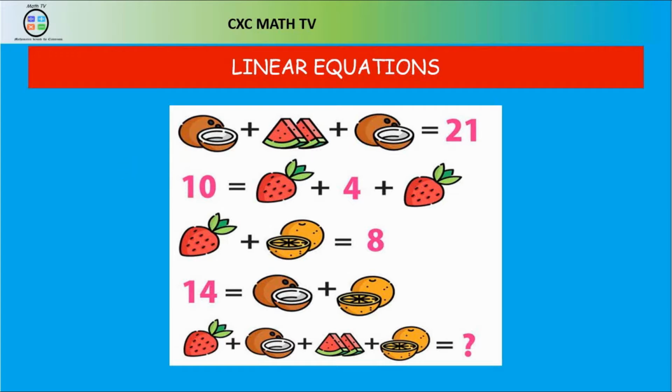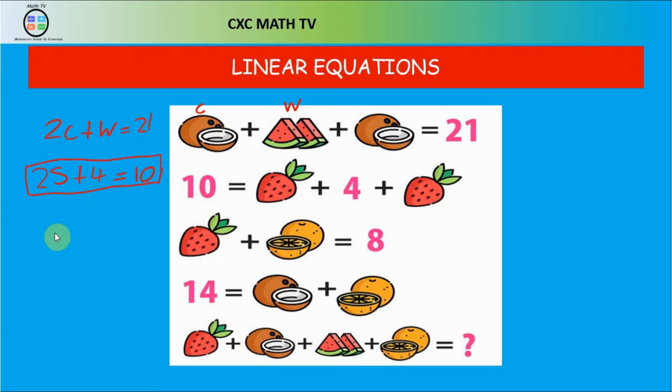So the first thing you'd have realized is this is a linear equation. Maybe you can use the letter C to represent coconut, W to represent the watermelon. And so you realize at the top you'd have 2C plus W is 21. In the second equation, we realize 10 is 2 strawberry plus 4. And so clearly the strawberry, you could work out from this equation.